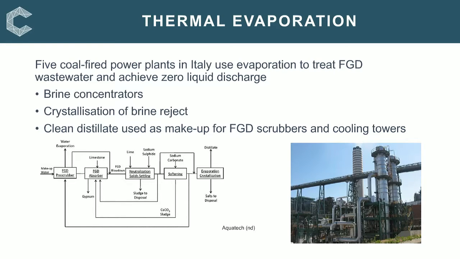Thermal evaporation systems include crystallization, flue gas duct evaporation and spray dryers. Brine concentrators followed by crystallization of the brine reject are employed at 5 coal-fired power plants in Italy. I discussed brine concentrators earlier. Here the Italian power plants use the clean distillate from the brine concentrator and the crystallizer as make-up water for the FGD scrubbers and cooling towers. And the salt cake residue from the crystallizer is sent to landfill.